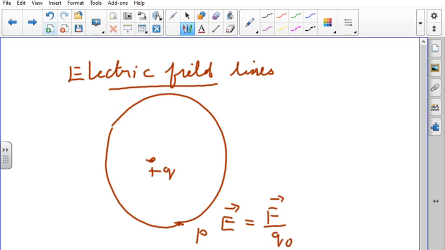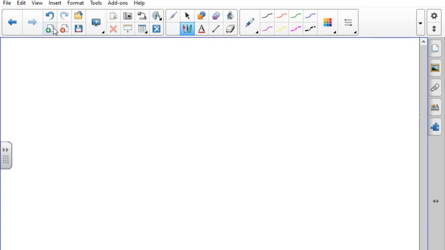Okay, let us ask a question. How can we visualize this electric field vector? In order to visualize this electric field vector, Michael Faraday has given the concept of electric field lines. So, what are electric field lines? Electric field lines are a set of continuous imaginary lines used in order to visualize the existing electric field.